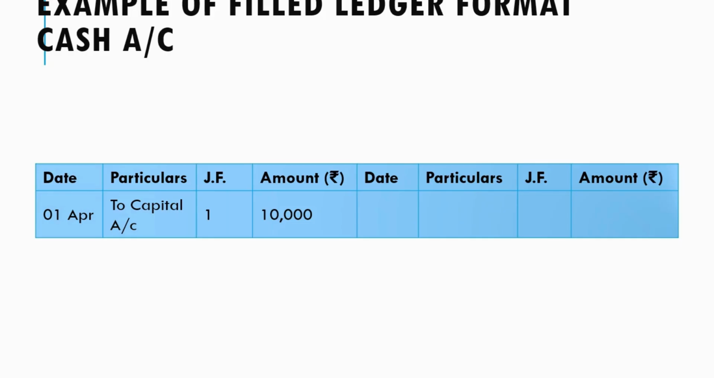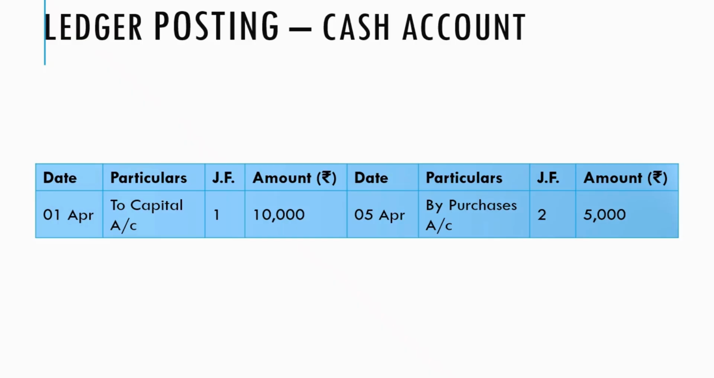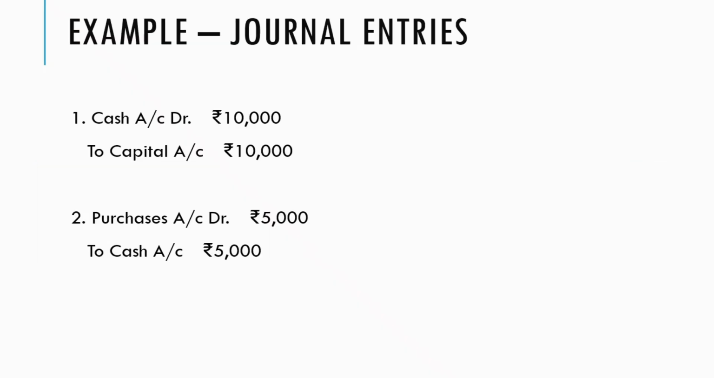Now I'm going to discuss a few journal entries and how those journal entries are going to be posted in the ledger account. Let's have a look. Here, the first example is cash account debit 10,000, to capital account 10,000. Second example is for the purchases, purchase account debit 5,000 to cash account 5,000. In both the transactions, the cash account is involved. In the first transaction, the cash account is debited, and in the second transaction, the cash account has been credited.